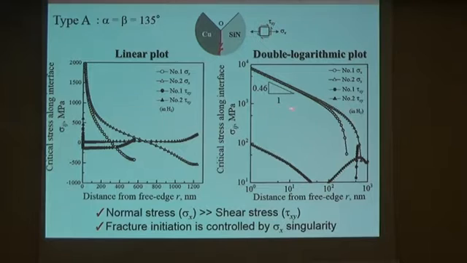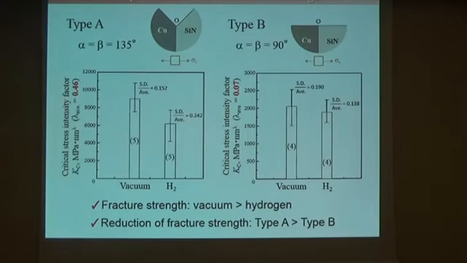So we can calculate the apparent stress singularity as 0.46, which is almost the same as the theoretical value I showed previously. From here, what we can say is that the fracture initiation from the copper silicon nitride interface edge can be characterized firstly by the normal stress singularity parameter, SIF. And by applying this to see the environmental effect, here I show you the bar graph.